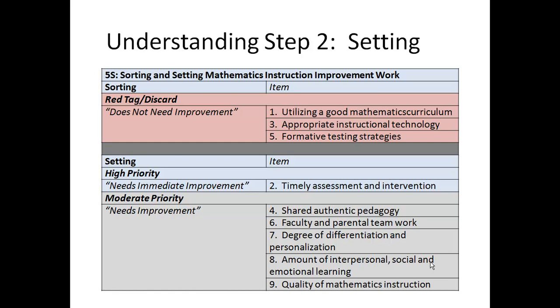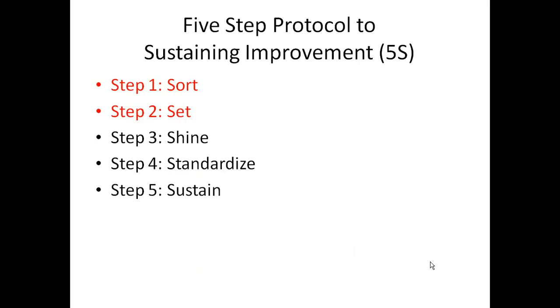So for the second step of setting, we're setting categories, and we have 3. Things that don't need improvement, which means we set those aside. We don't need to worry about those right now. High priority and moderate priority. As I mentioned before, there are 5 steps in this process, and this just introduces you to the first 2, step 1, sorting, step 2, setting. The other 3 steps are going to be introduced in videos in this series.